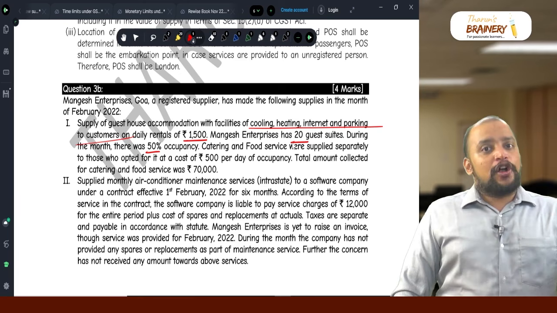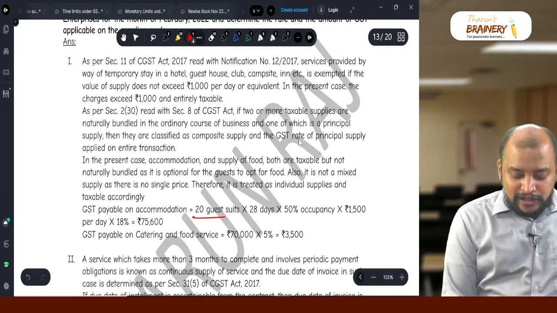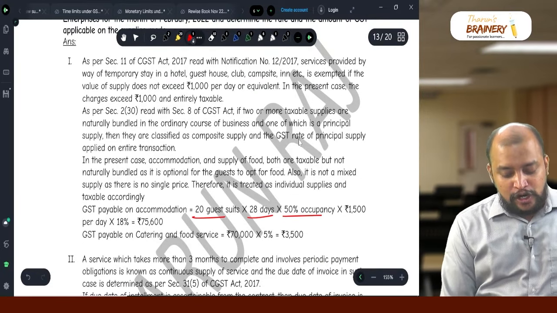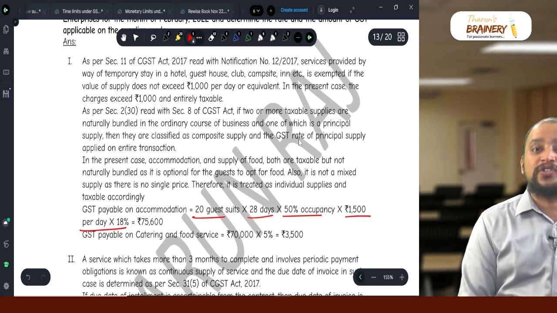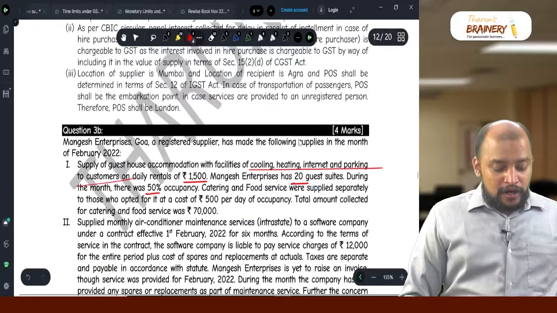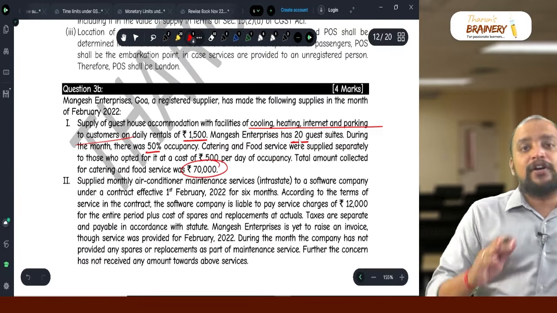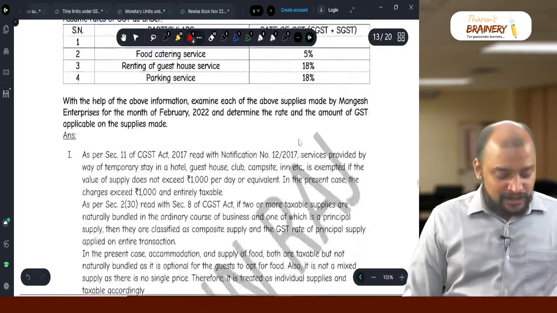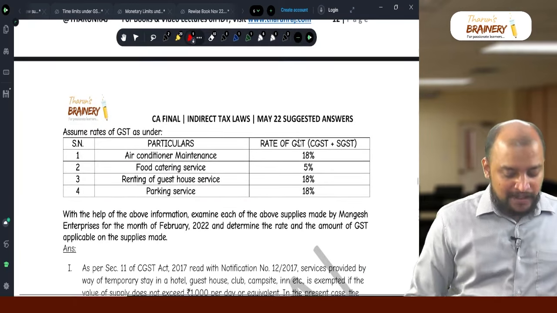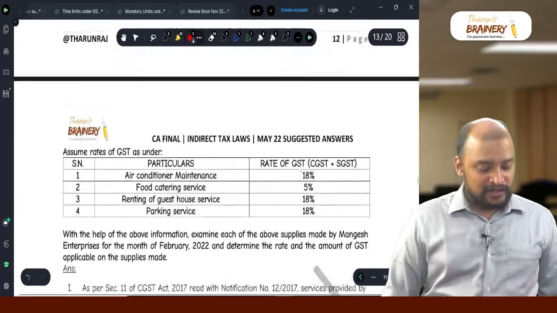So first, the accommodation service we will take. Accommodation service will be 20 guest suites and 28 days into 50% occupancy into 1,500 per day into GST rate 18%, which is 75,600. Whereas for the catering and food service they collected 70,000 for the entire month. So on 70,000 the rate of GST on catering is 5%. So 70,000 into 5%, 3,500. This is the answer for that.